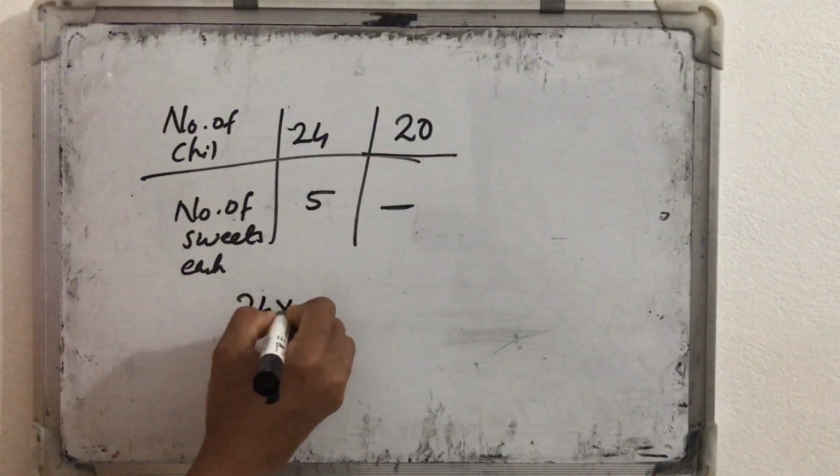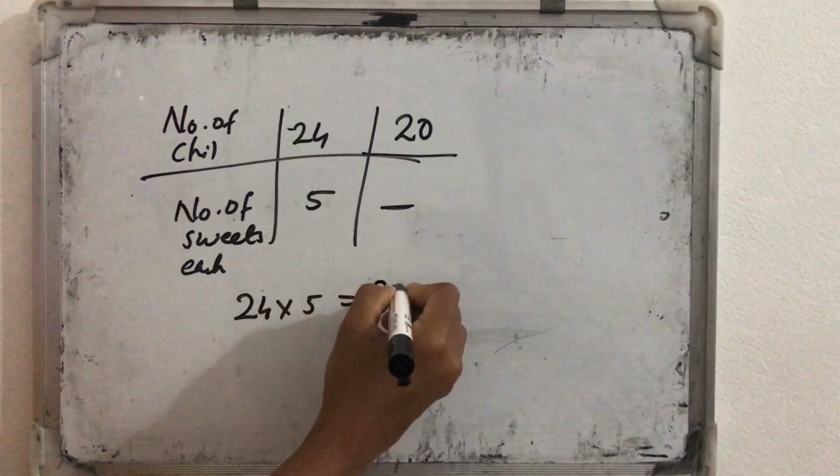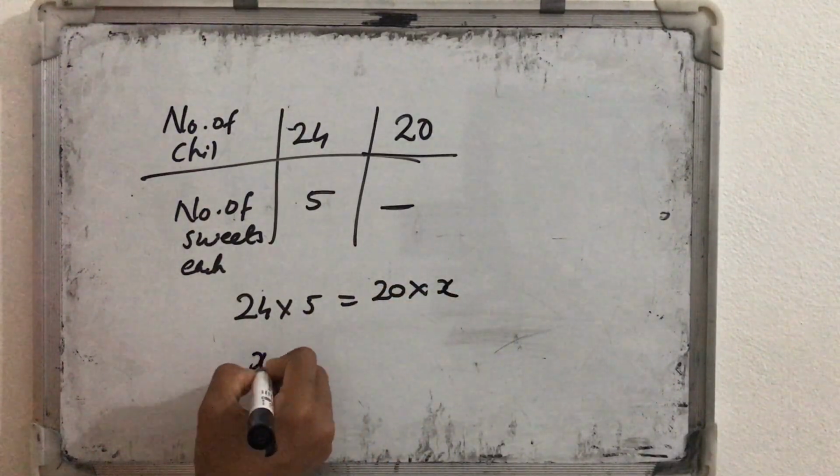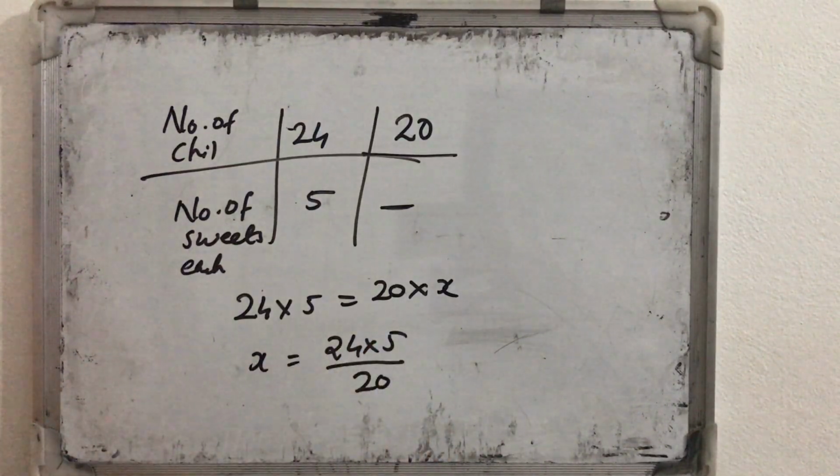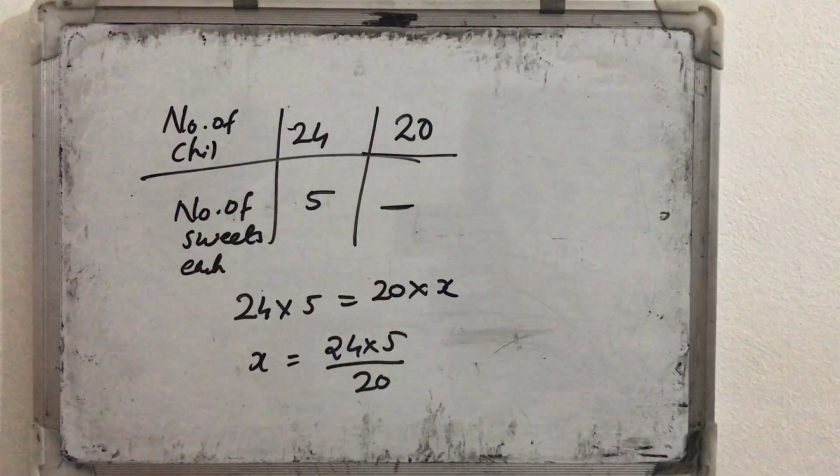So we know 24 into 5 equals 20 into x. So x will be equal to 24 into 5 by 20. Using that calculation, we can find out the answer.